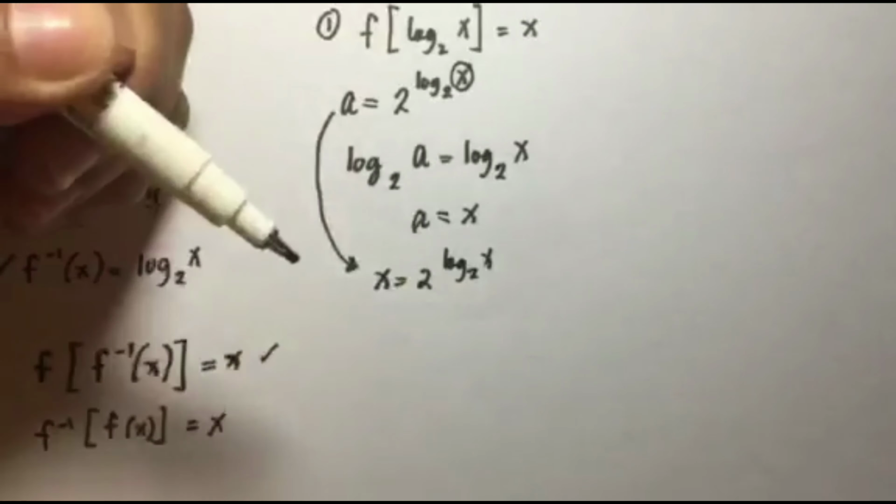So, therefore, x equals x. So, ibig sabihin, 2 to the x is the inverse of the logarithm of x to the base of 2, and vice versa. So, yun ang properties ng logarithms. At saka ito na rin yung pinaka-proof natin that they are really inverses of each other.